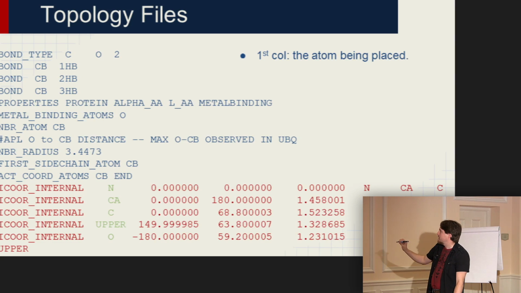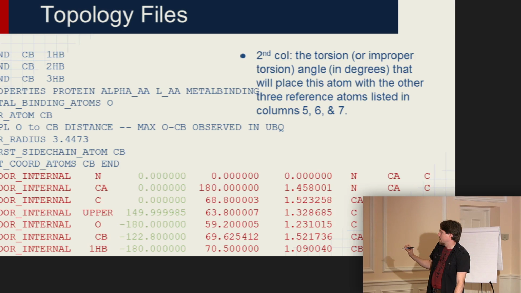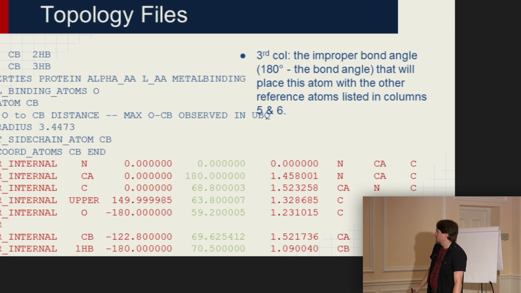All right, so the first column here gives you the name of the atom being placed. The next column gives you the torsion angle with these as your references. This gives you the torsion from the nitrogen to the next 3 atoms. Now, for the first one, that doesn't make any sense. I'll explain how you deal with that later. But if we look down here, carbon beta has a torsion angle of 122 degrees relative to C alpha, nitrogen, and carbon.